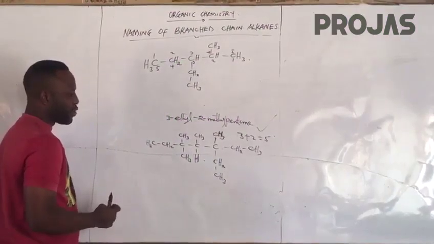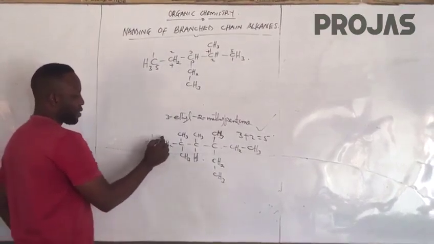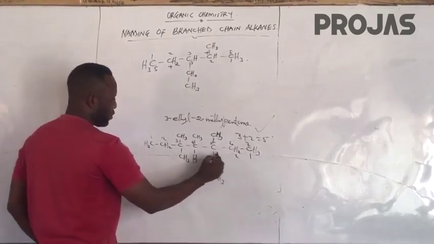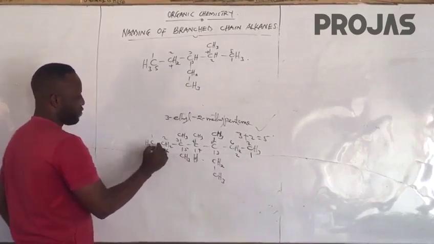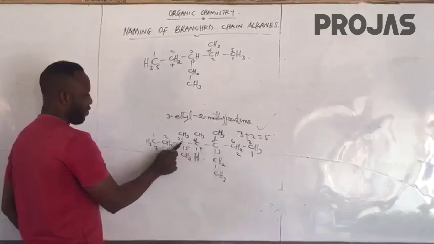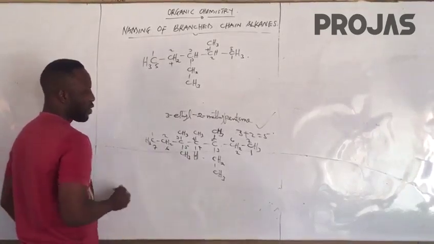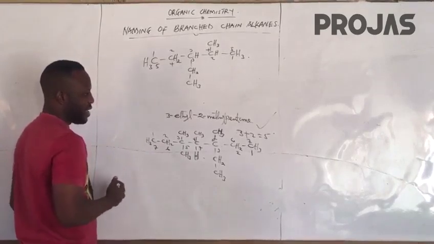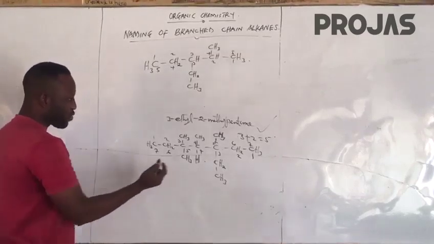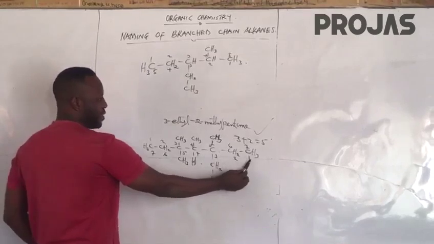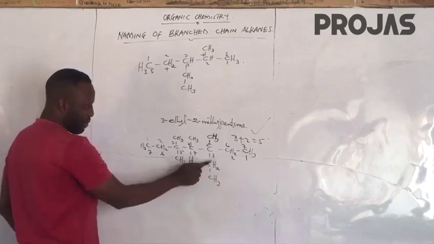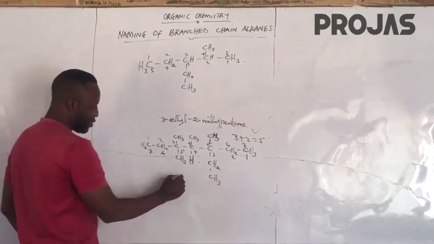We need to identify the longest continuous carbon chain. And this is carbon 1, carbon 2, carbon 3, carbon 4, carbon 5, 6, 7. Or you say 1, 2, 3, 4, 5, 6, 7. Now that is 7. Or maybe you want to count from this end, 1, 2, 3, 4, 5, 6, 7. So the longest continuous carbon chain is 7, and that is heptane. Now, how are you going to name this compound? If I want to name this compound by IUPAC rule, we have to start from the right hand side. This is carbon 1, carbon 2, carbon 3, and on carbon 3, ethyl is attached here. 3-ethyl.